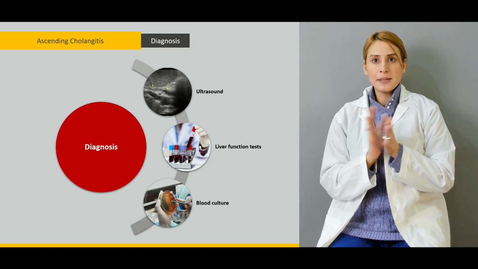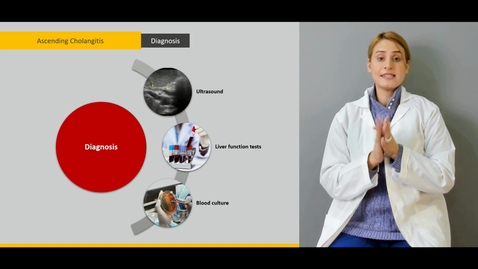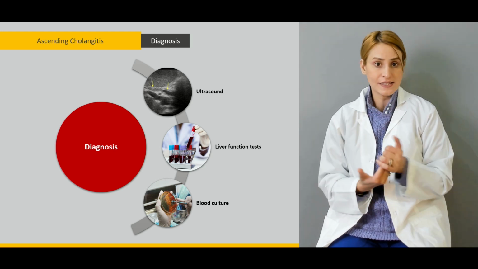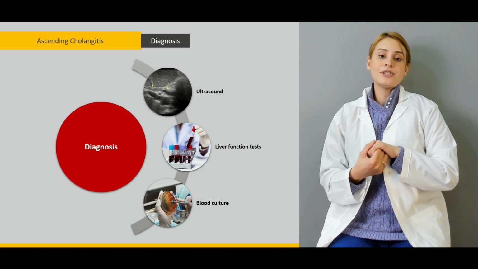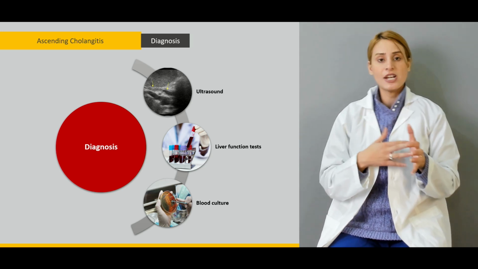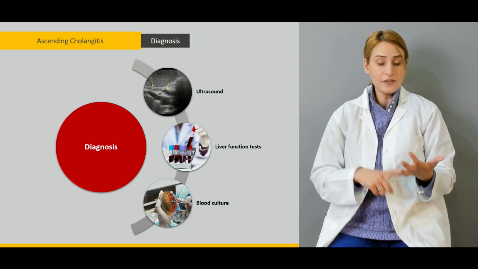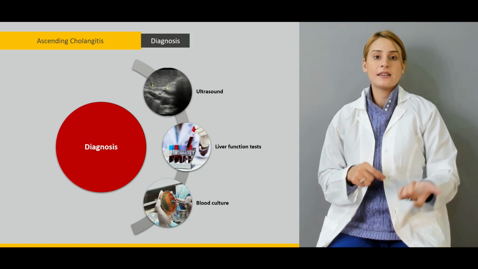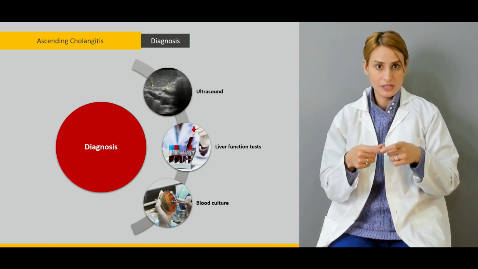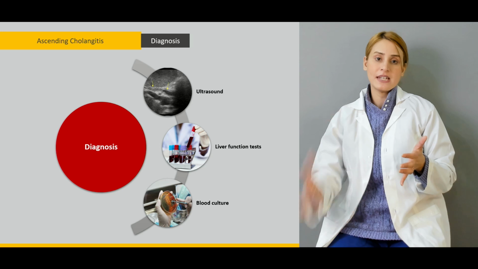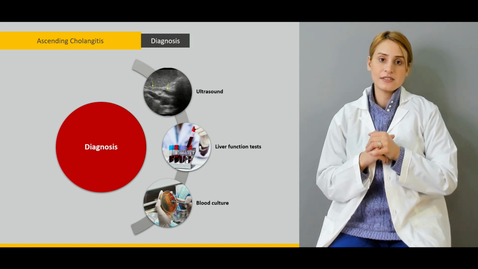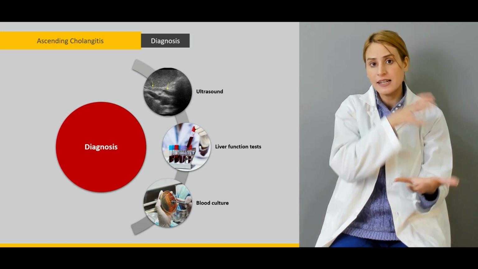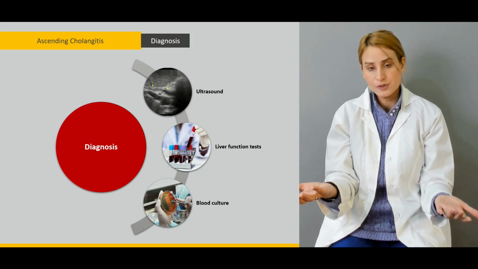Now, you also need to differentiate ascending cholangitis from acute cholecystitis. So if it is acute cholecystitis, the patient would have fever, patient would have right upper quadrant pain, but there would not be the findings of obstructive jaundice, right? So that's how you can differentiate between ascending cholangitis and acute cholecystitis. If acute cholecystitis is present, that means that the infection is at the level of the gallbladder. So there would be no obstruction, right?